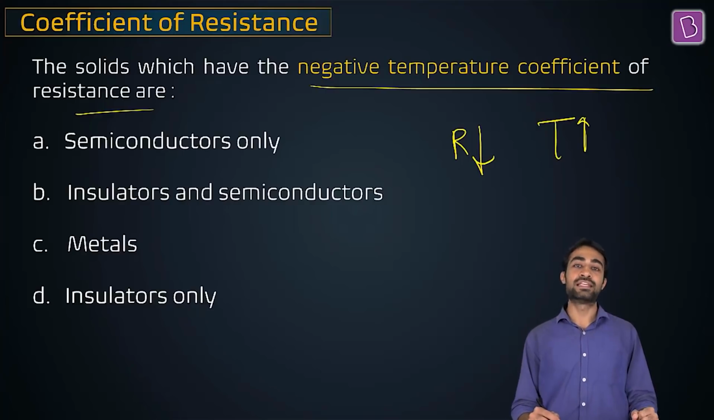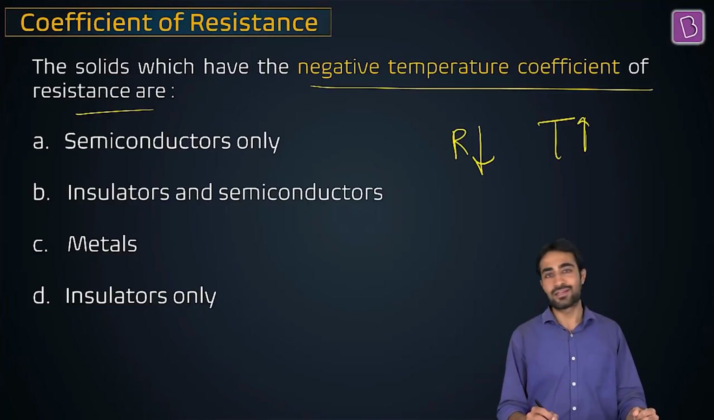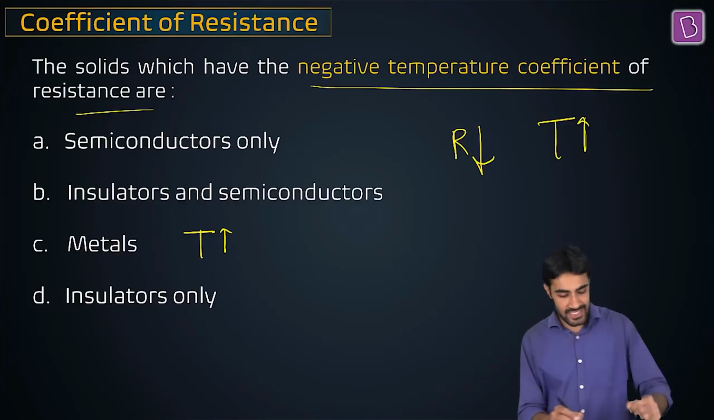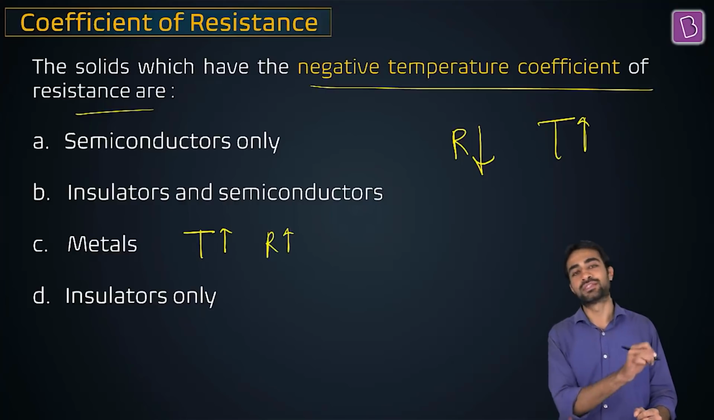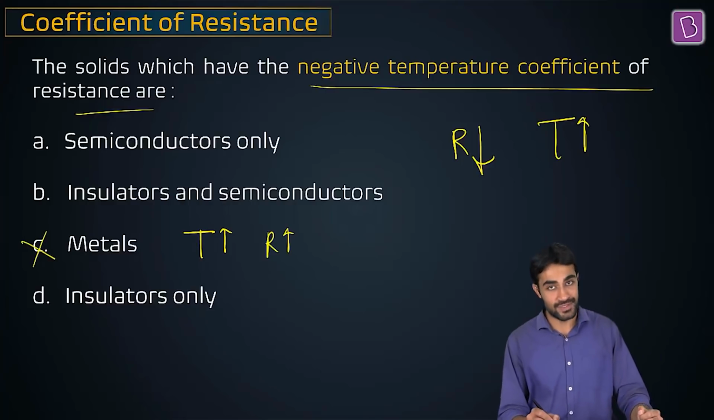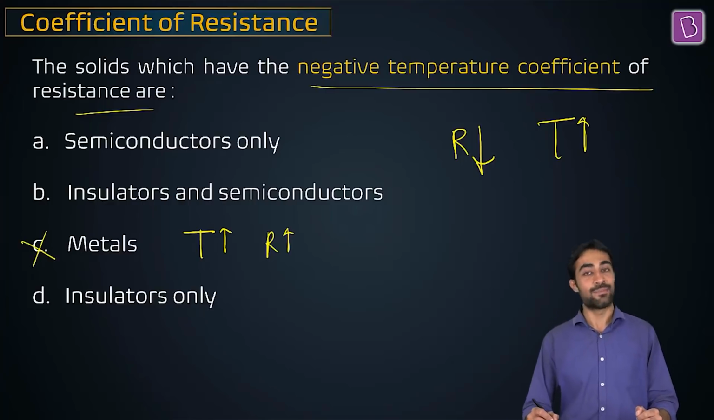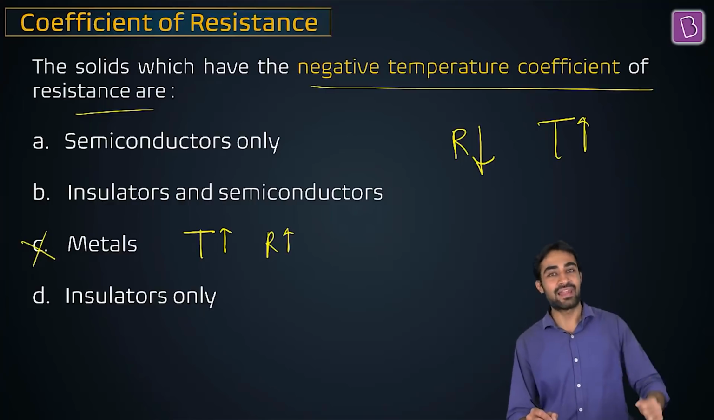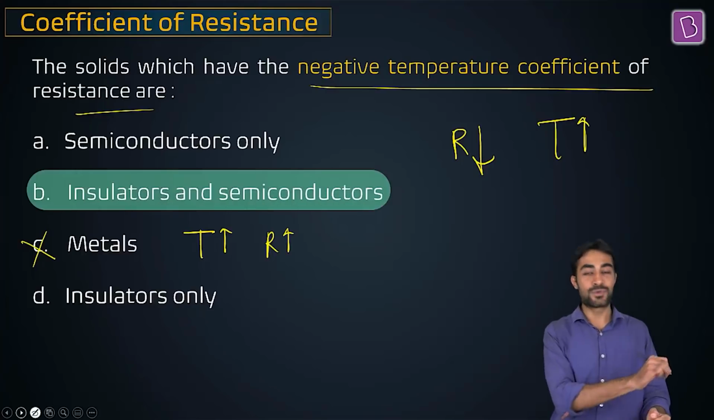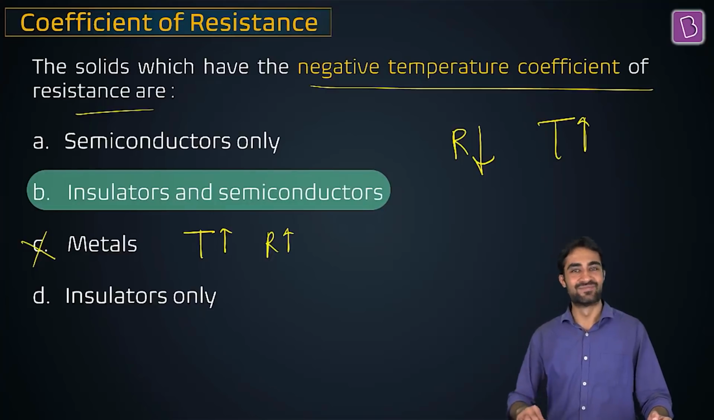Now, which are these substances? Does metal fall into this category? No, metal does not fall. As the temperature of a metal increases, its resistance also increases. So this cannot happen for metal. Can it happen for insulators? Yes. For some insulators, it can happen. Can it happen for semiconductors? Yes. It happens for semiconductors also. So we can mark option B as the right answer for our question.